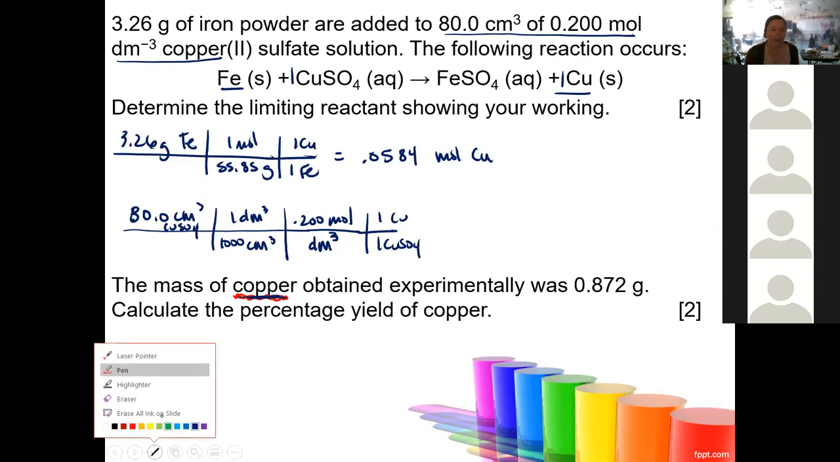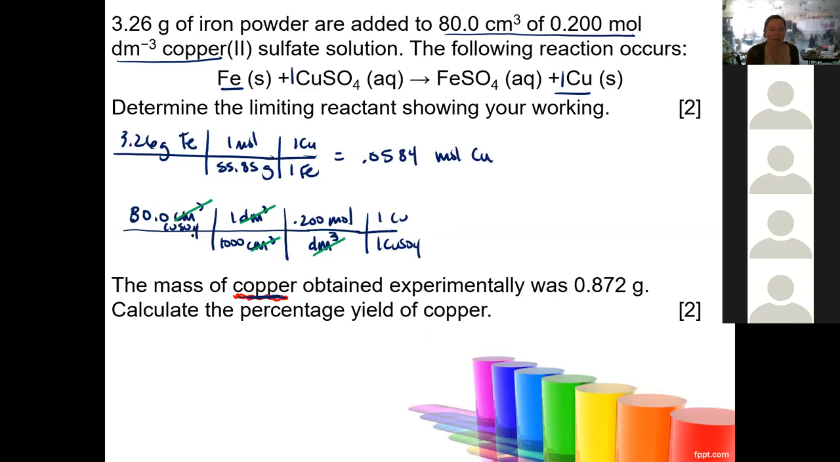So then what cancels out: cubic centimeters cancels out, cubic decimeters cancels out, copper sulfate cancels out. And if I do 80 divided by 1,000 times 0.2 times 1, I get 0.0160 moles of copper. So what's our limiting reagent? The copper sulfate. Yep, this copper sulfate is going to be our limiting reagent.